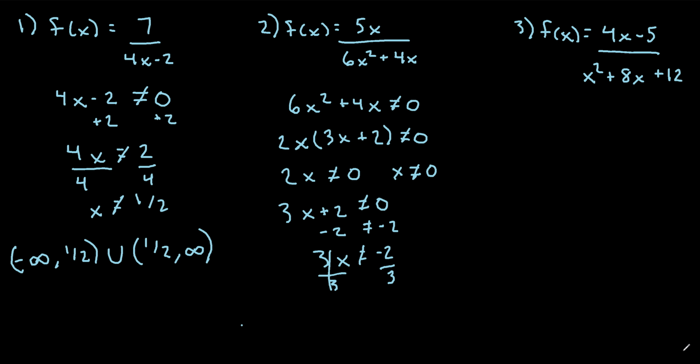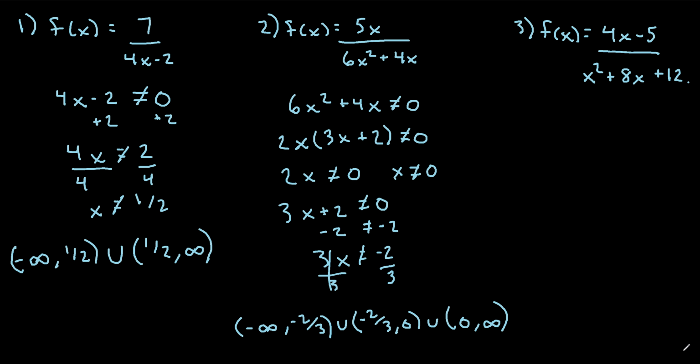So if we want to write it in interval notation, we can say negative infinity up to negative 2/3 union with negative 2/3 to 0 union with 0 to infinity. So that is the domain of this particular function. All right, let's take a look at the very last example. We have f of x equals 4x minus 5 divided by x squared plus 8x plus 12.